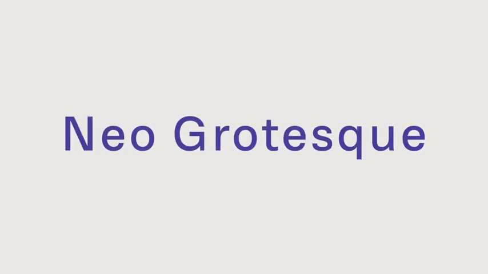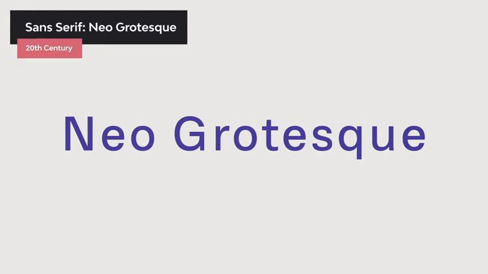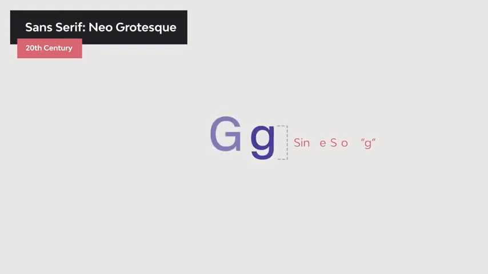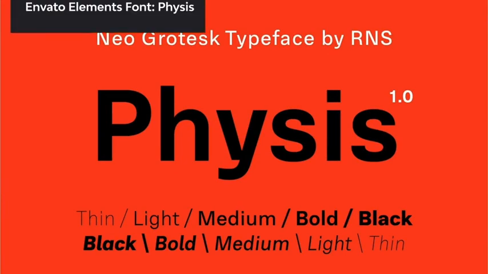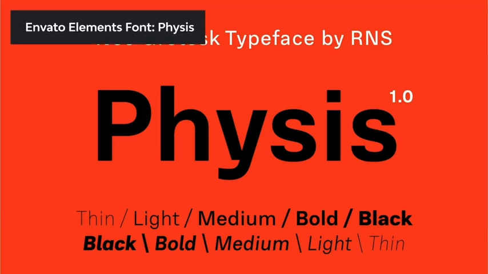Next up, we have neo-grotesque fonts. These were a refined version that came later in the 1900s. Designers wanted sans serifs to be legible and neutral, so much of their personality was stripped away. A few of the characteristics are: the stroke is uniform throughout the characters, closed aperture gap in characters like A and E, and a single story character G. A great example here is Physis.